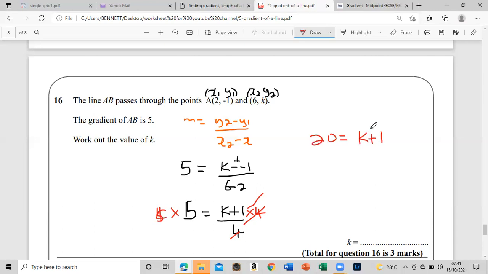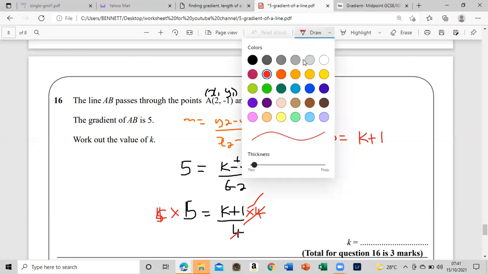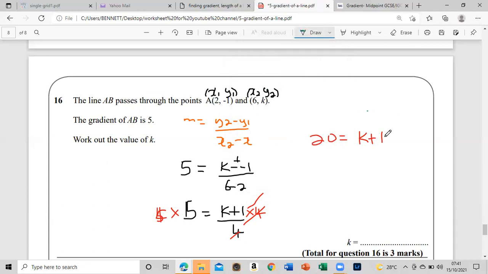Now remember, our objective is to get k by itself, right? So we're going to take the inverse of plus 1. Somebody said it. You got it correct. That is minus 1. What we do to one side, we do to both sides. So it will be 20 minus 1, and therefore we get k equals 19.